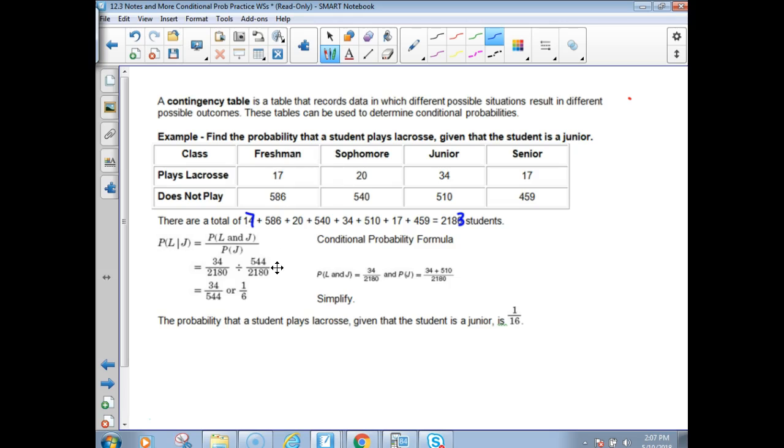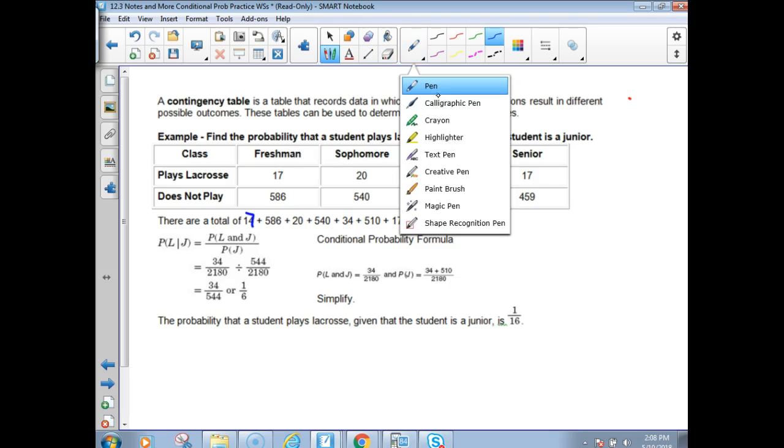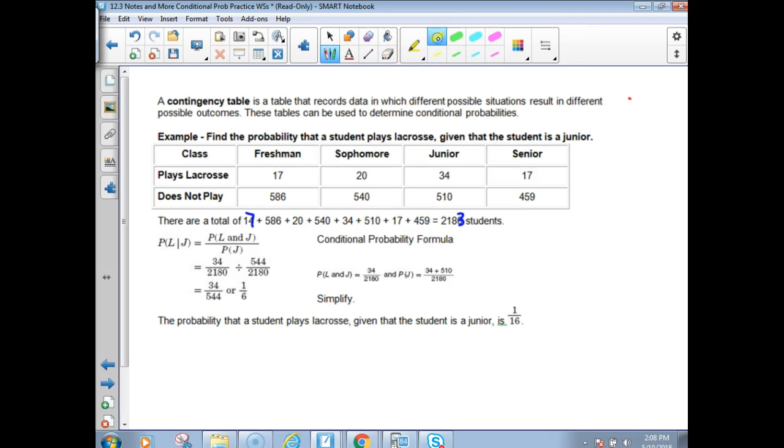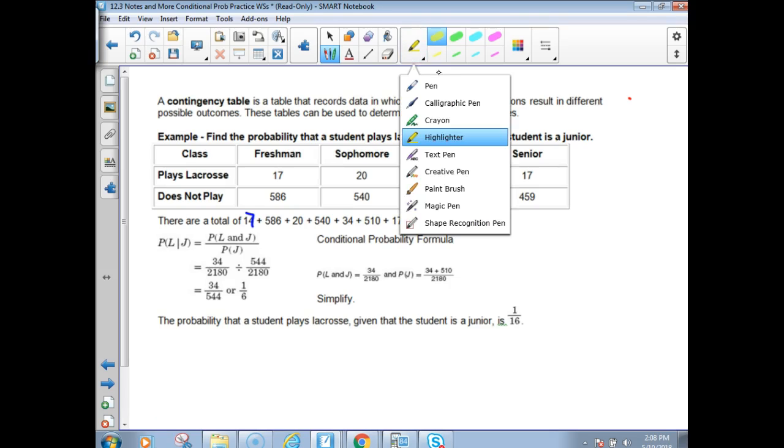So anyway, I may not even need that. Because if I'm not going to use the formula, I might not even have to know the total number of kids that are in this list. So what's the probability? The question was, find the probability that a student plays lacrosse given that the student is a junior. So we need them to be juniors. All we need to know is about the juniors, right? So how many juniors are there?